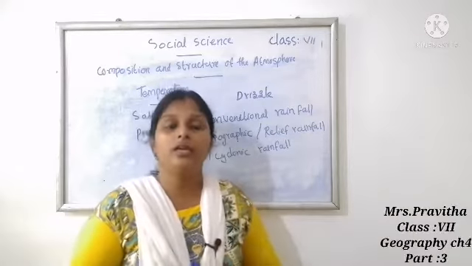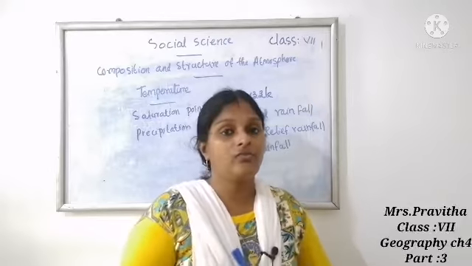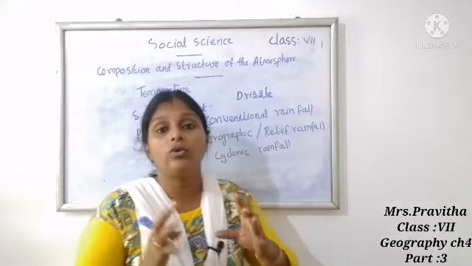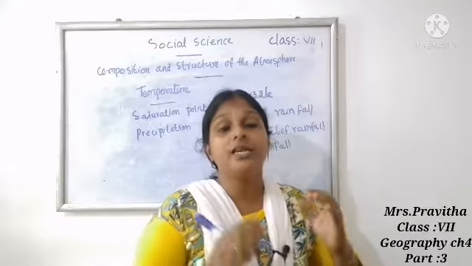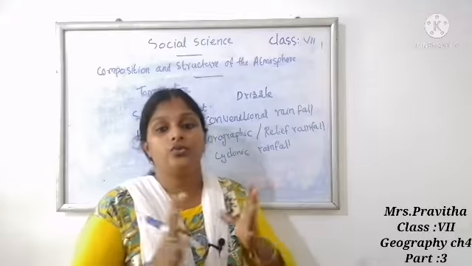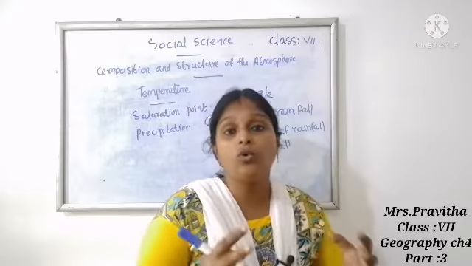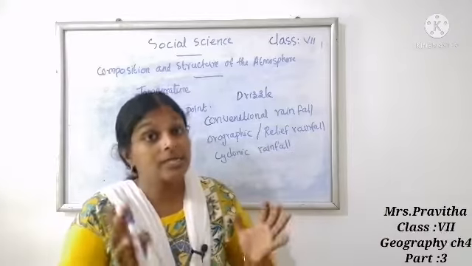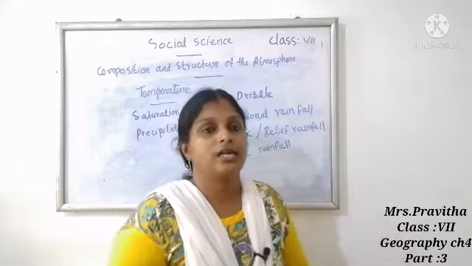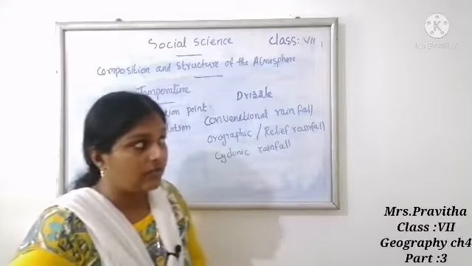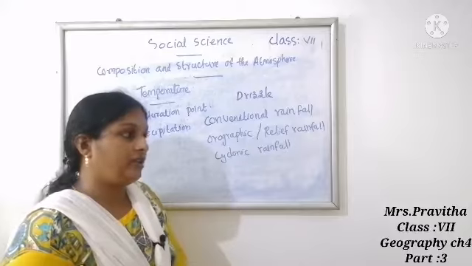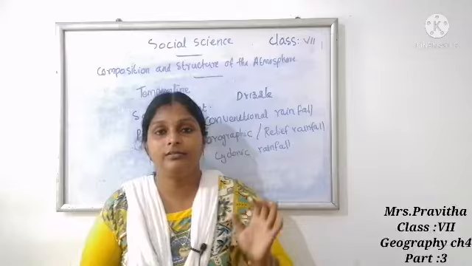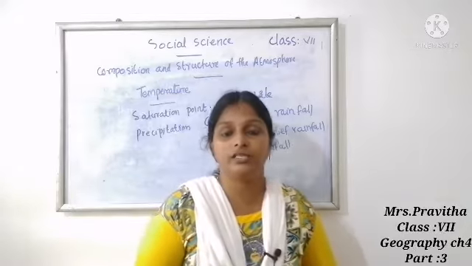Third one, cyclonic rainfall. What is cyclonic rainfall? When the cold air and warm air meet, it will lead to rainfall. It occurs when the warm and cold air meet. Such type of rainfall is known as cyclonic rainfall. So these are the three types of rainfall: convectional rainfall, orographic rainfall, cyclonic rainfall. These are the main topics we have to study in this chapter.